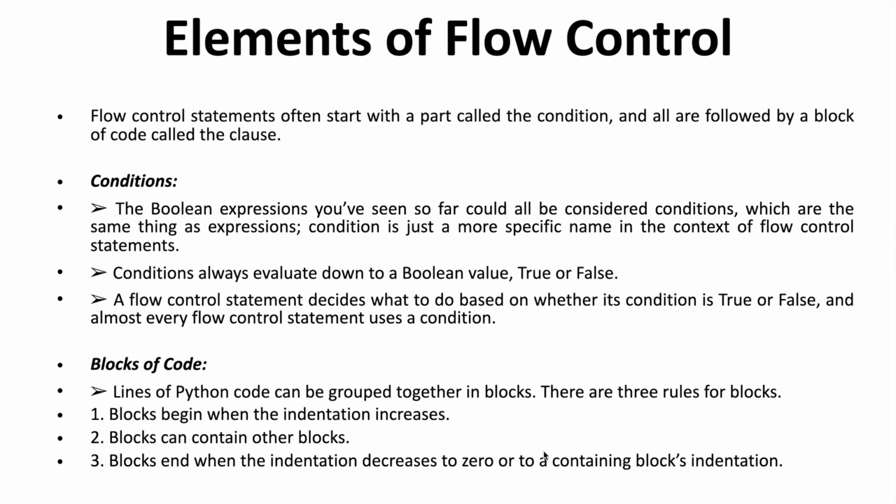You can decide which statement to execute. So how do you achieve that? How can you decide which statement or instruction in your program is going to execute? You're going to use some elements. What are those elements? Conditions and blocks of code. By using these, you can achieve flow control. Now we will see what these conditions and blocks of code are.